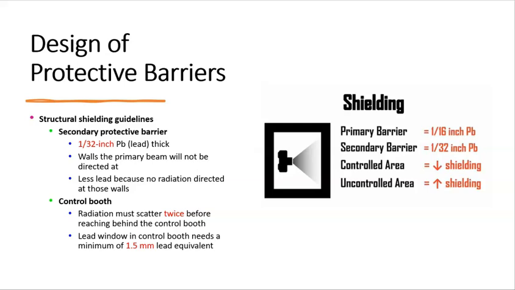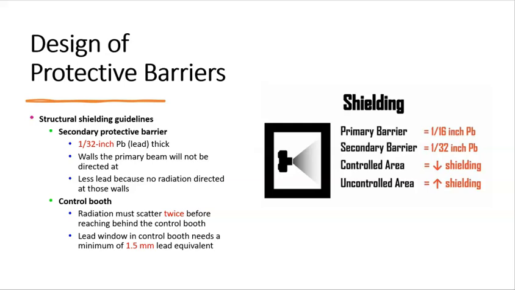If it's a secondary barrier, so not receiving the primary beam, but receiving scatter radiation, it is 1/32 of an inch of lead. So it's got to be 1/32 of a lead thickness. Walls the primary beam will not be directed at, so this is all scatter, need less lead because no radiation is directed at those walls. So really important to know that.